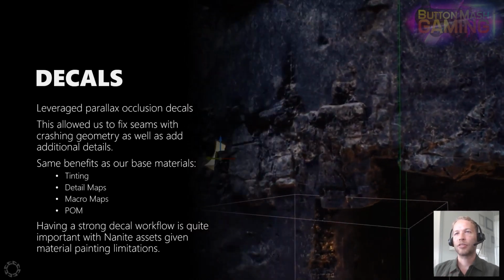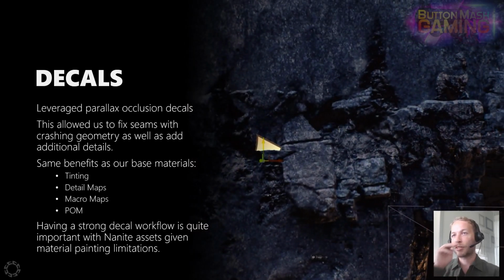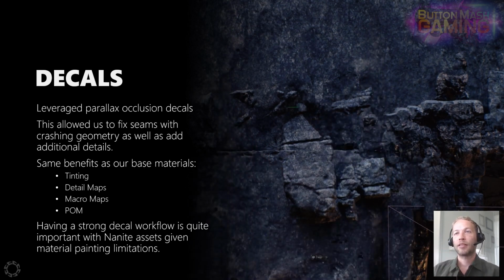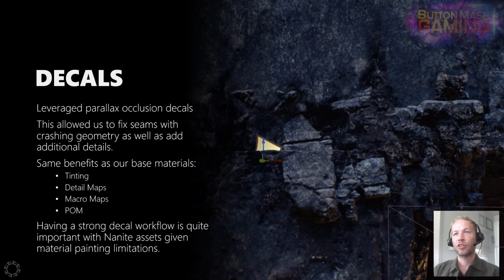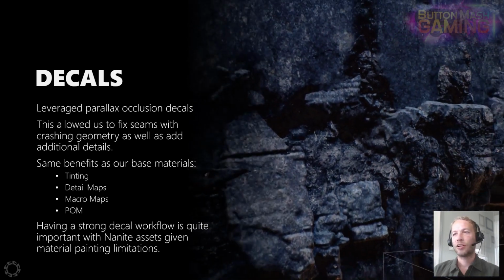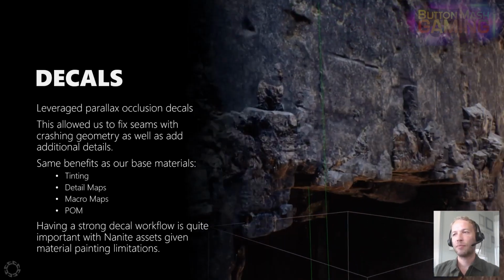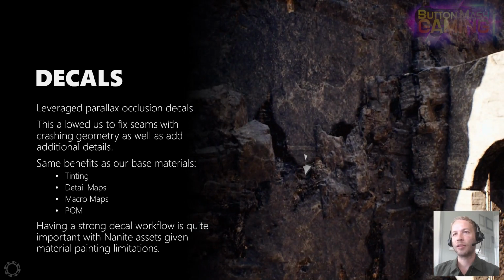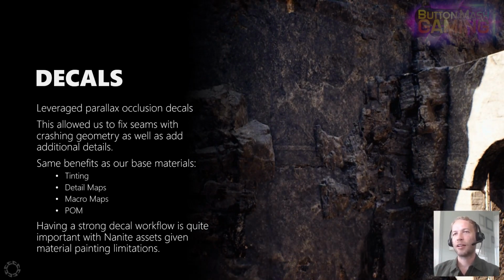So decals, we leveraged parallax occlusion decals. This allowed us to fix seams with crashing geometry as well as add additional details. So yeah, you can see here in this video there's some seams, and these decals are being brought over top to hide those seams and add some extra detail.